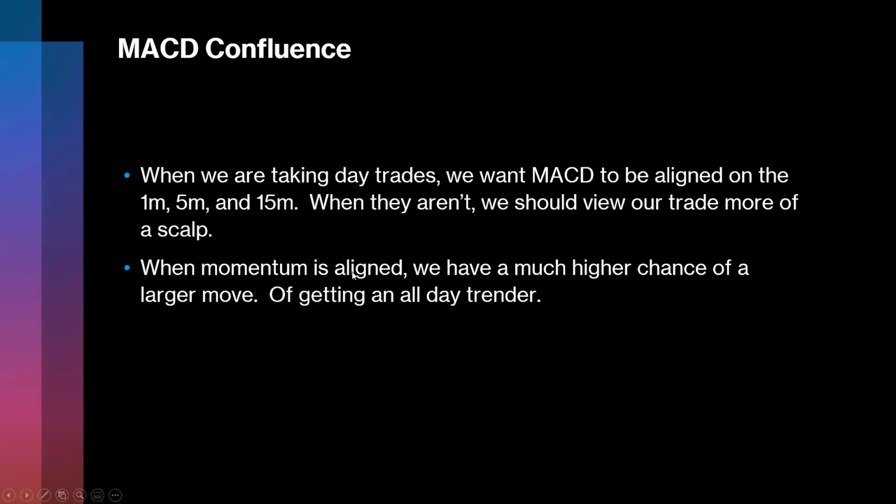Let's see. Okay, so MACD confluence. This is probably what I use most commonly with MACD. When we're taking day trades or shorter swing trades, we want the MACD to be aligned on all the time frames, because the MACD is specific to its own time frame. It's not going to be the same. A 1 minute is not going to be the same as the 5 or the 15. The 1 minute MACD is going to flip a lot faster than the 15 minute. The 15 minute is going to flip a lot faster than the 1 hour. So specifically in day trades, we want the 1, the 5, and the 15 to be aligned. Now you can take trades with them not aligned, but you're not going to get that nice all-day trender.